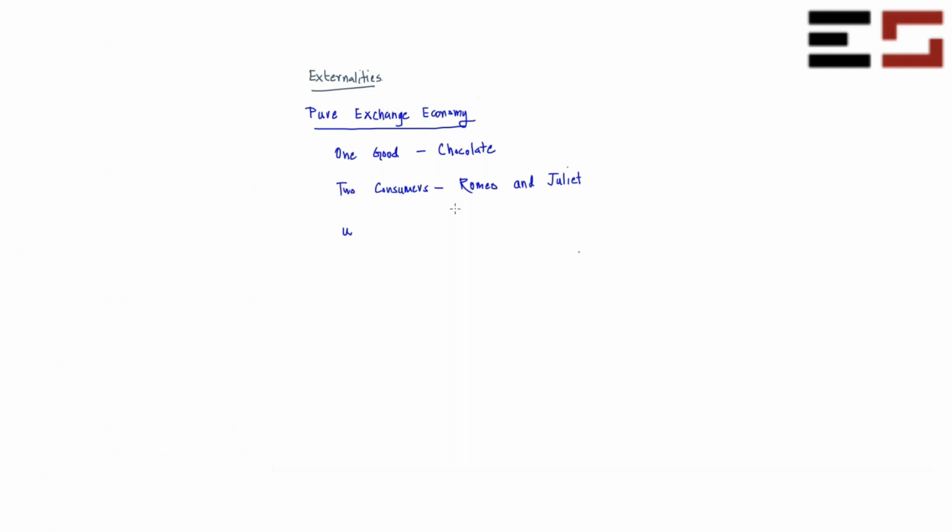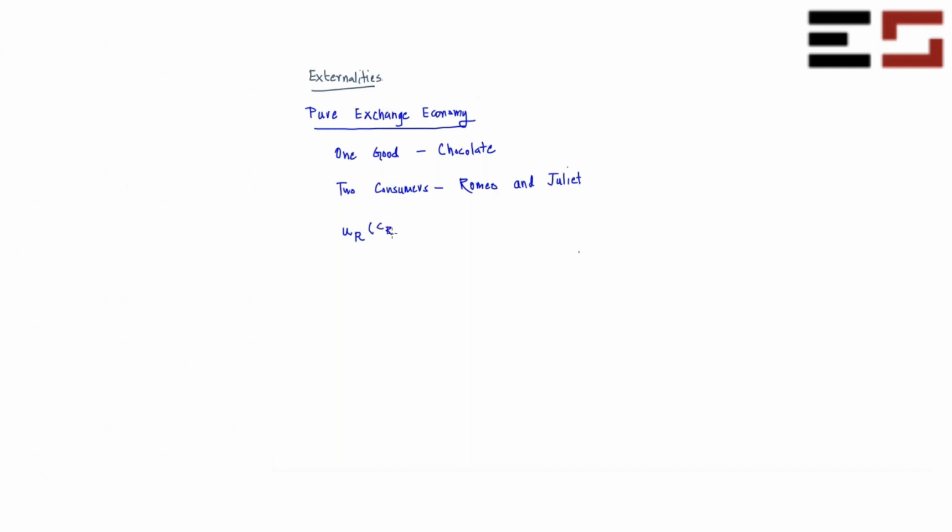So don't you think that Romeo is affected by Juliet's consumption of chocolates? I mean, he should, right? In fact, he's going to gift her chocolates. Don't you think so? He is affected by Juliet's consumption of chocolates, and the same holds for Juliet. Juliet would also enjoy watching Romeo having chocolates.